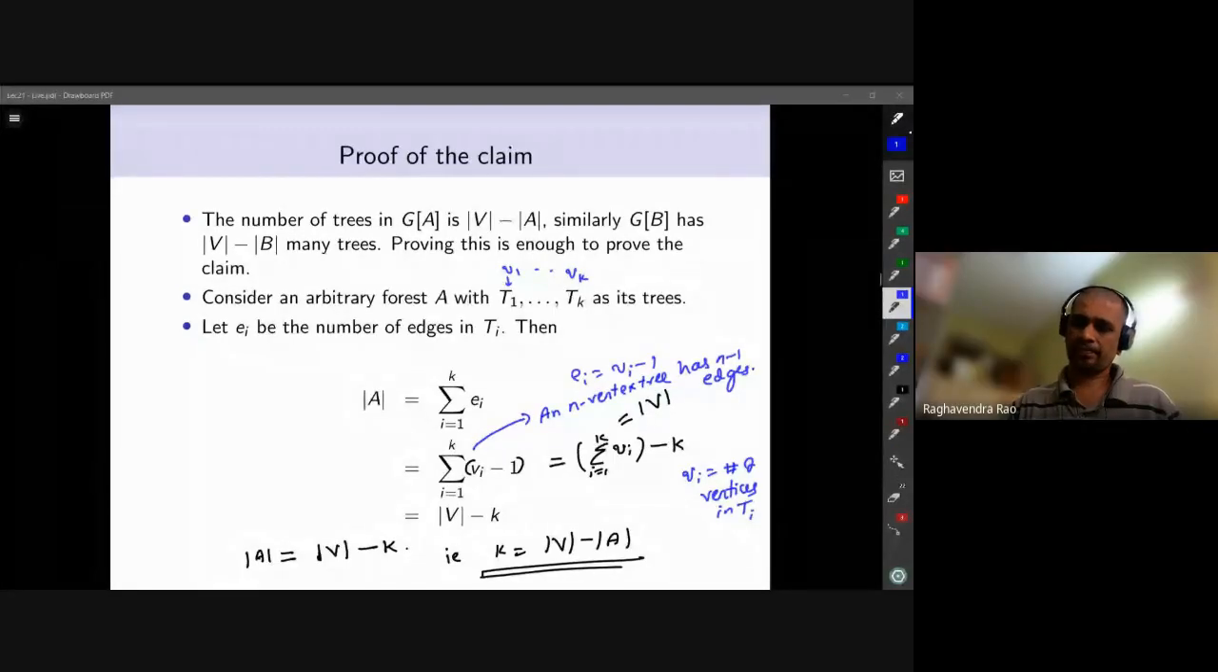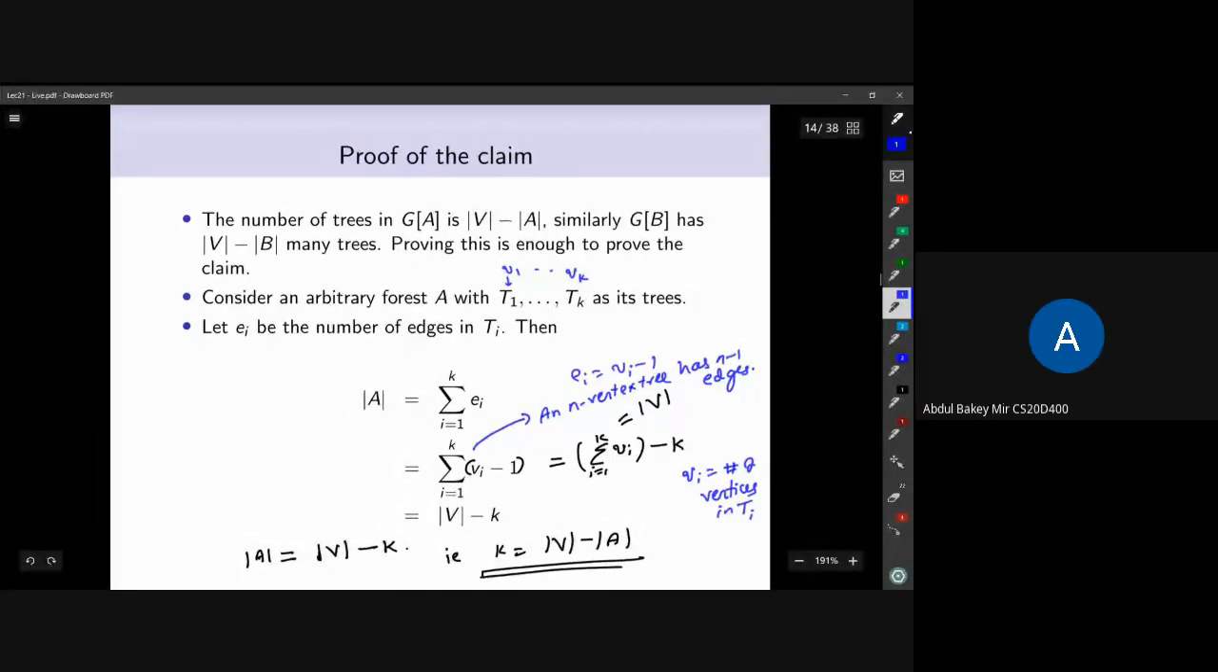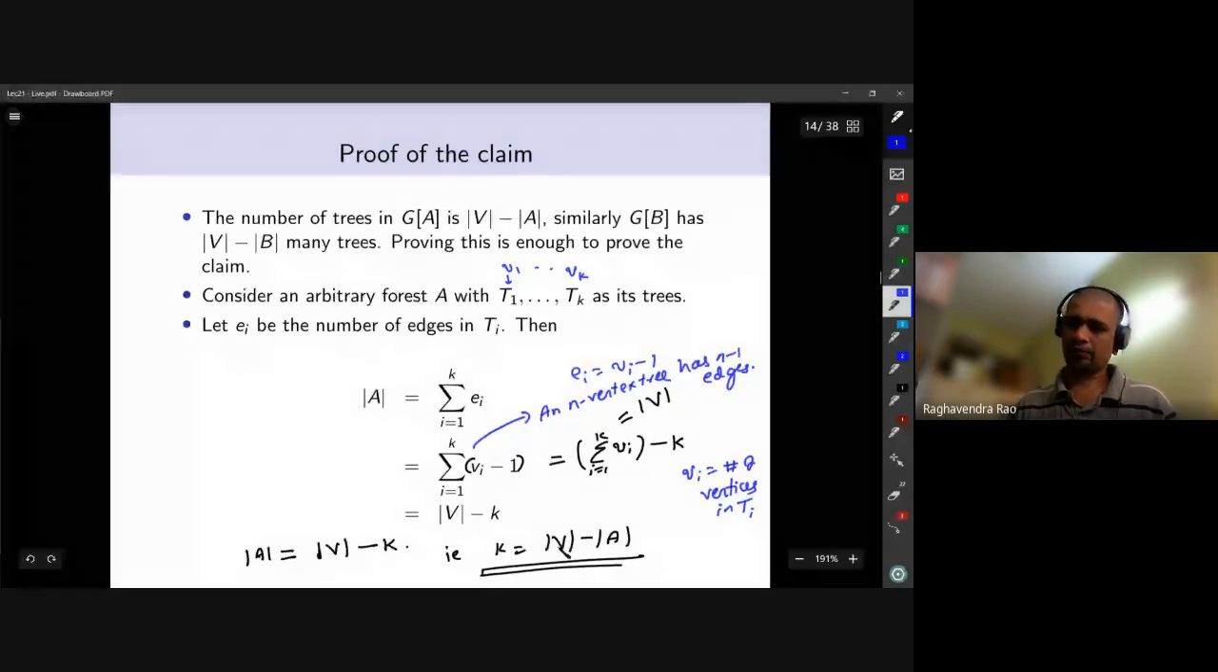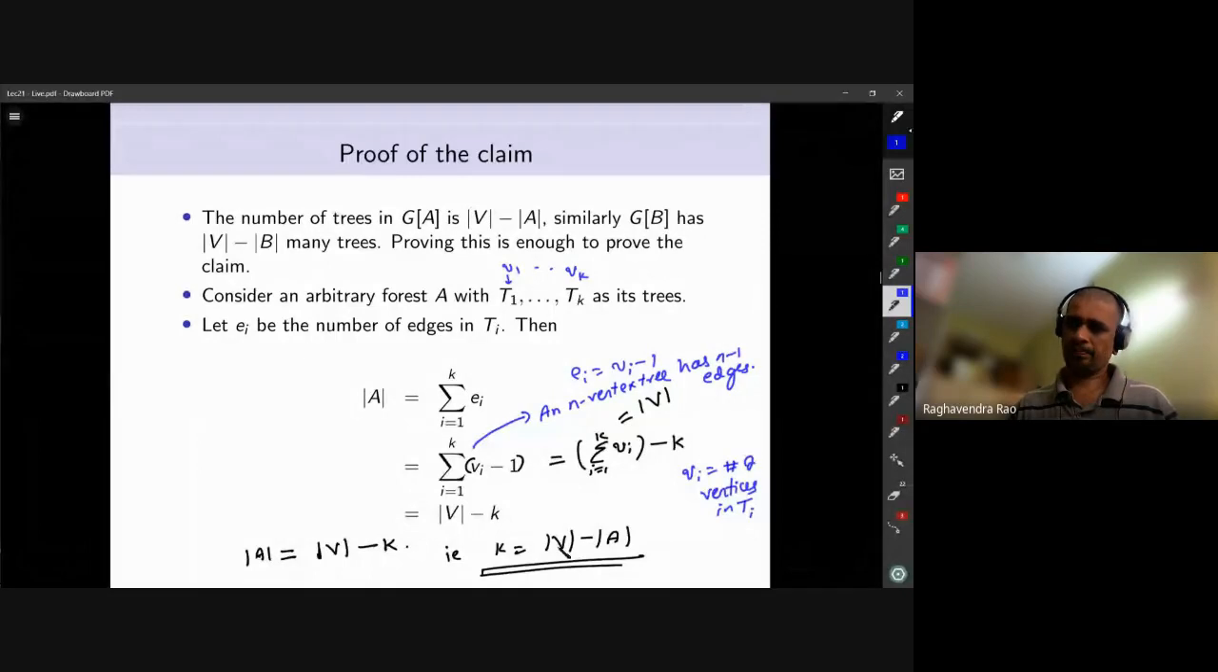Yes. Sir, can we think of it like this initially? How we construct A is, we have V number of vertices, so we have V components. Now, when we join one edge, we get one component less. So as many edges as we join, we get that many components less. So it is mod V minus mod A. Yeah, intuitively, yes, that's correct. I think you can also write a formal proof with that idea.